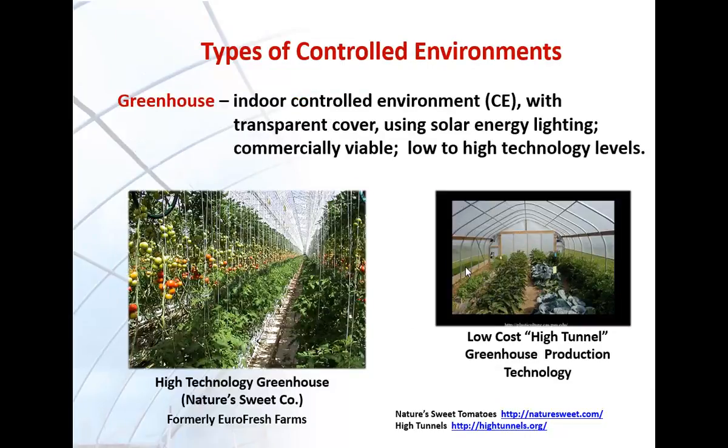General types of controlled environments, the most common was and is the greenhouse. It's indoor, has a transparent cover, uses solar energy for lighting and heating the greenhouse. It is commercially viable everywhere throughout North America and the world. It has different levels of technology.